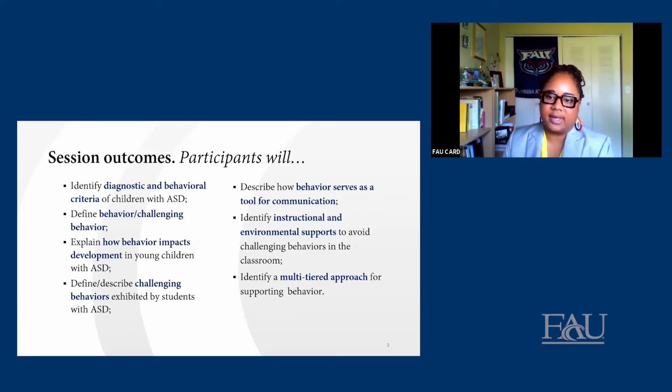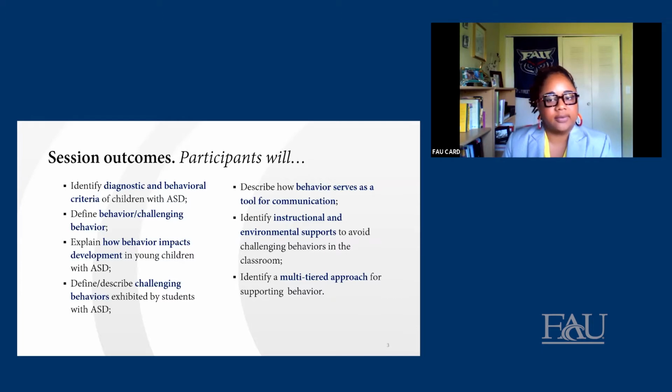As a result of attending today's session, you will identify diagnostic and behavioral criteria of children with ASD. You will define behavior and challenging behavior. You will explain how behavior impacts development in young children. You will be able to define and describe challenging behaviors exhibited by these students, particularly those with ASD. You'll also be able to identify and describe how behavior might serve as a tool for communication for children.